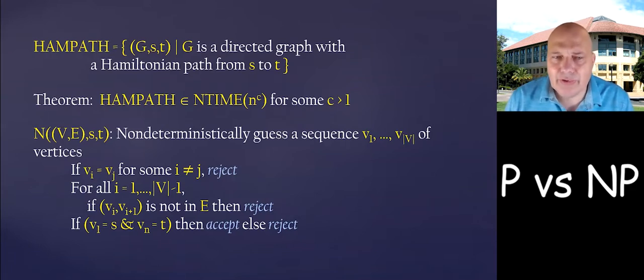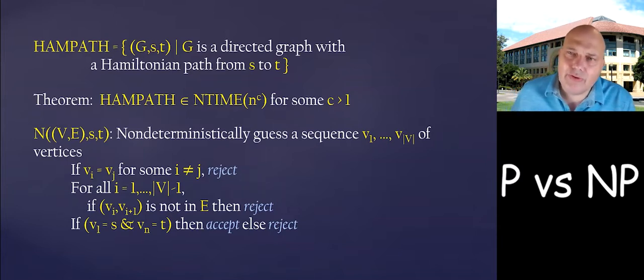Otherwise, you accept. So you reject if two of these vertices are the same, if there are two adjacent vertices that are not an edge, and if V1 is different than S, or Vn is different than T. And otherwise, if all of this holds, then you accept.